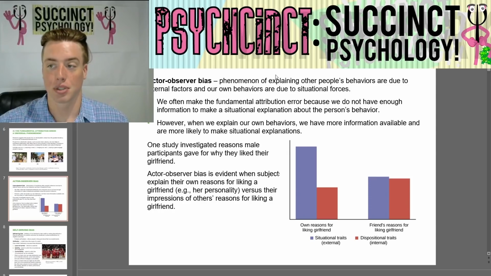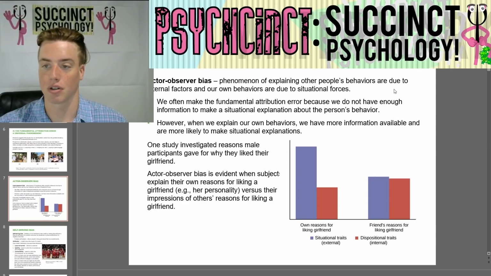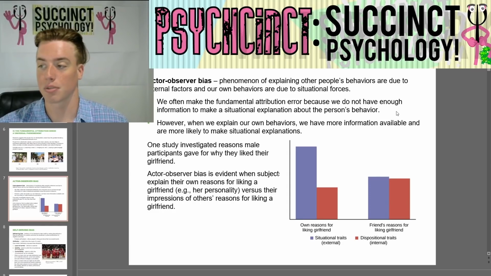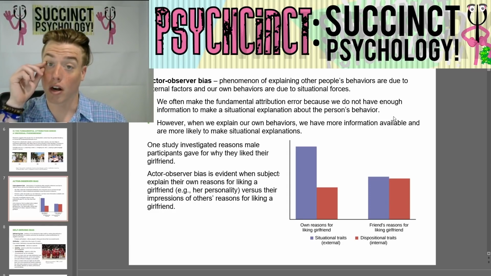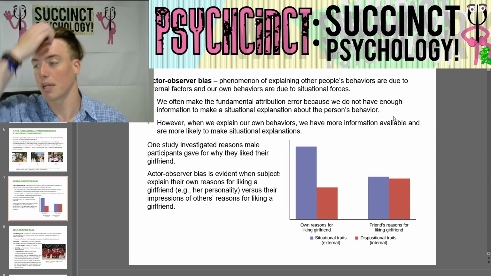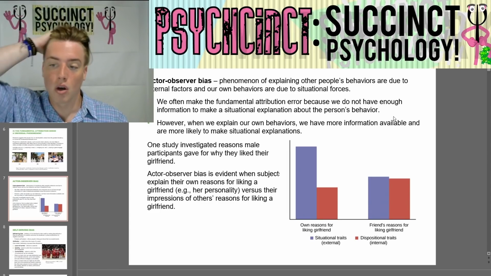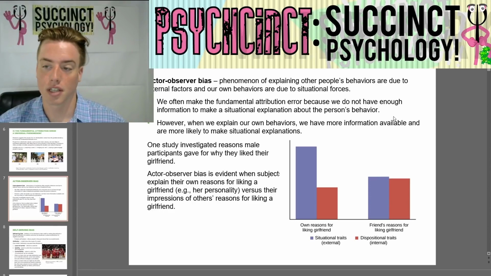Now, actor-observer bias is the phenomenon of explaining other people's behaviors as due to internal factors and our own behaviors as due to situational forces. Now, we often make the fundamental attribution error because we do not have enough information to make a situational explanation about the person's behavior. However, when we explain our own behaviors, we have more information available and are more likely to make situational explanations. One study investigated reasons male participants gave for why they liked their girlfriend.